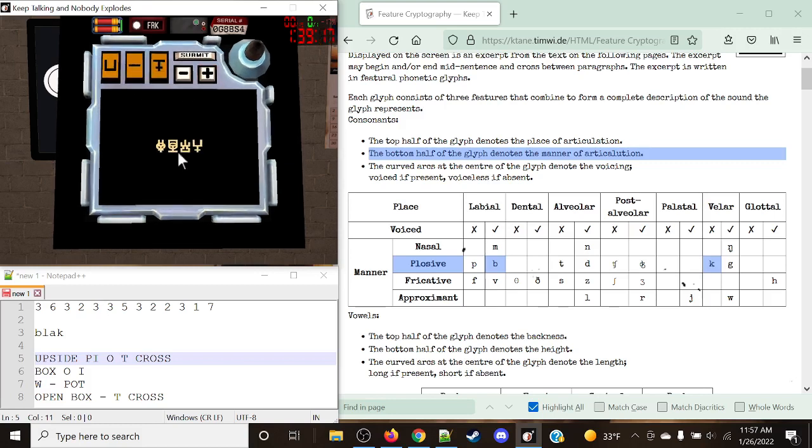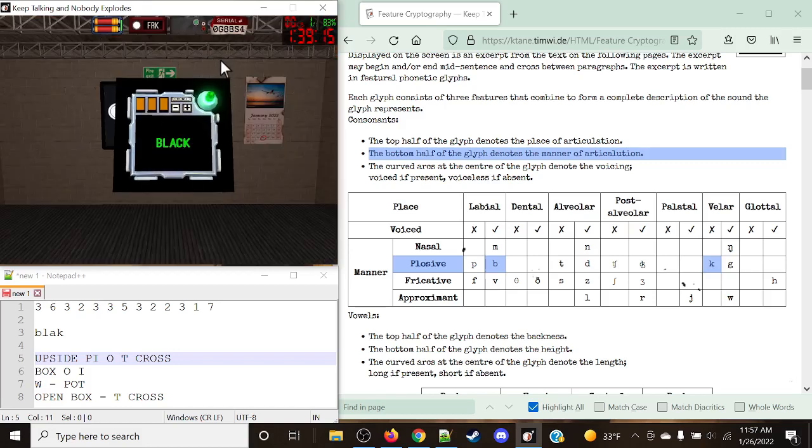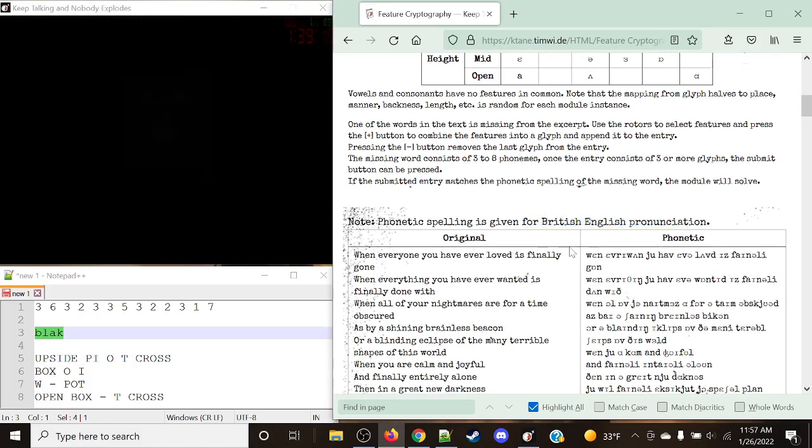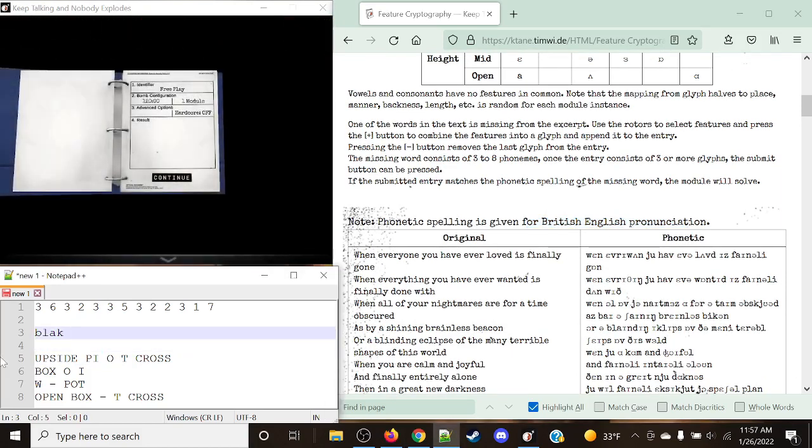And now that we have everything submitted into the module, let's hit submit and see if we're right. And just like that, black is what our answer was. The phonetic alphabet doesn't exactly spell the original English version, British. It doesn't spell it the exact same because the phonetic is a little bit weird, but it converted it to the original English word, and just like that, we had a solved module.